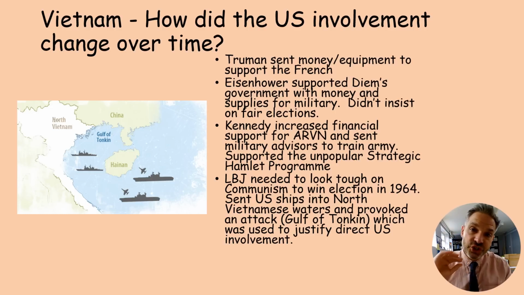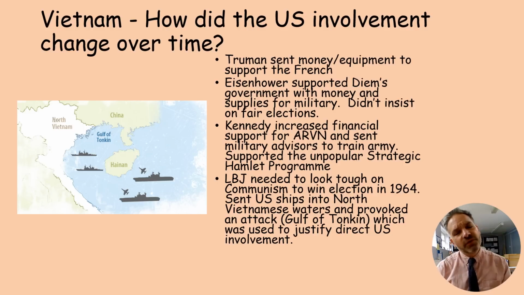Well, he orders American ships to be sent into North Vietnamese waters, the so-called Gulf of Tonkin. And this is a pure provocation. And of course, when those ships are shot at, the Americans shoot back, and it becomes the justification to go to war. And Johnson goes to Congress, gets an agreement that he can now carry out military activity without having to pass it past Congress any further. So it is a huge turning point.